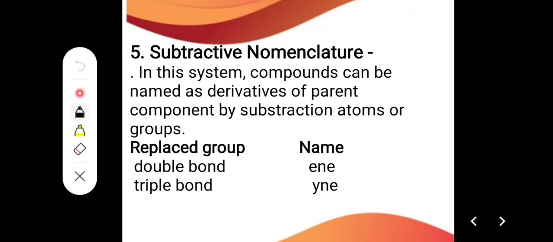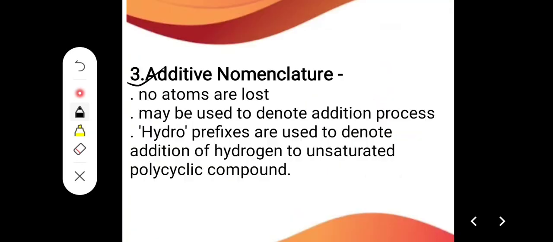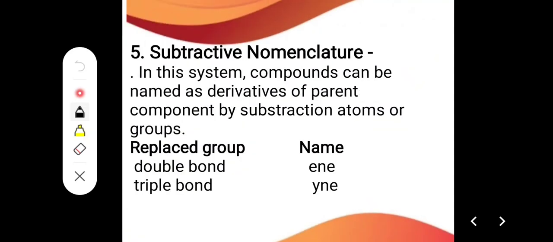In this system, compounds can be named as derivatives of a parent compound by subtraction of atoms or groups. We first considered additive nomenclature, where an addition process takes place. Next, we consider subtractive nomenclature, where there is subtraction of atoms or groups. Replaced groups may be a double bond, named ene, or a triple bond, named yne.